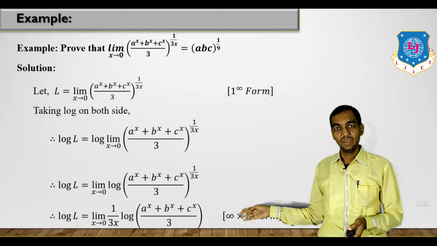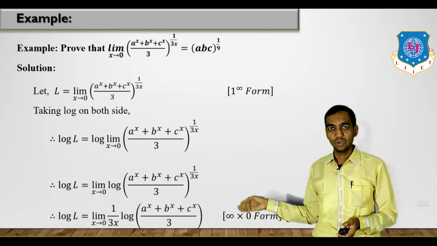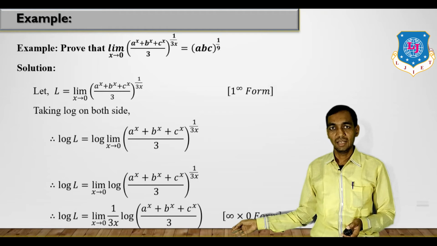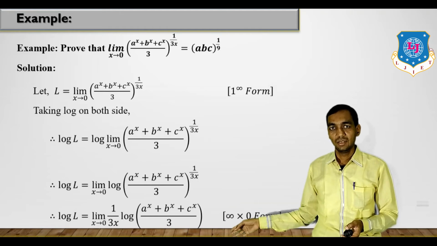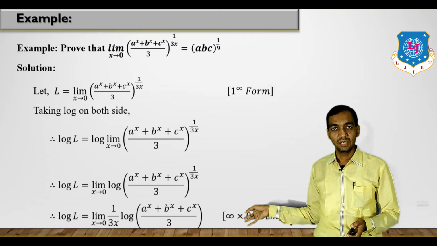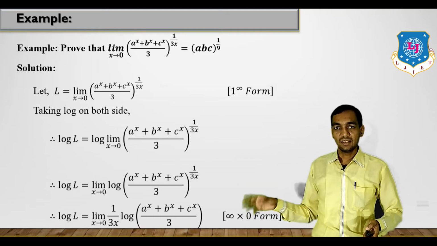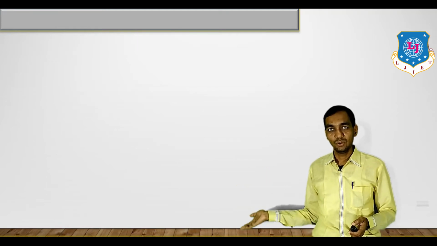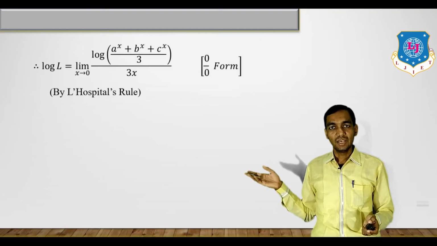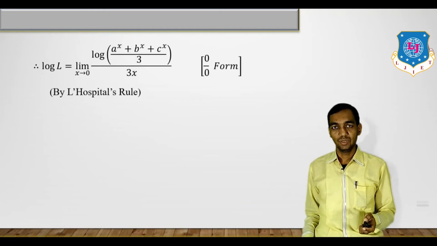So whatever the form we have, this is 0 into infinity form, or infinity into 0, because 1/(3x) will be 1 upon infinity, and log of 3 by 3, that means log of 1, has a value 0. So it is infinity into 0 form. So either write that in the form of 0 by 0 or infinity by infinity. We are going to write this in the form of 0 by 0 by taking 3x in the denominator.